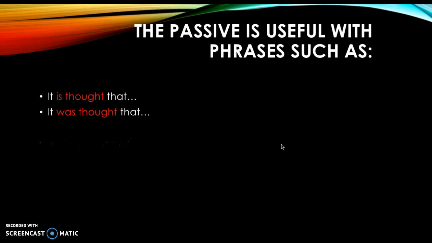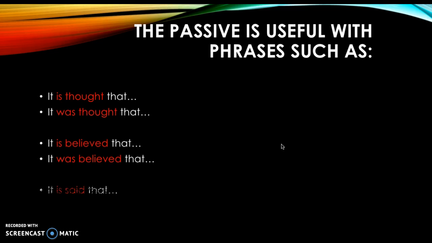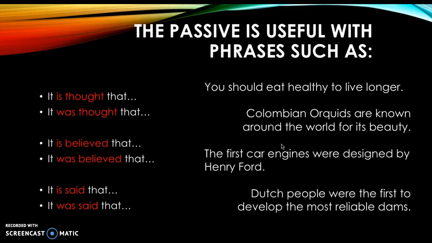What is new here this year, because the passive voice is not something new for you, is the use of these structures or phrases that are in passive voice. It is thought that, or it was thought that, which is the past version. It is believed that, it was believed that, and it is said that, and it was said that. And we can complete with any of these expressions. So here we can see different examples.